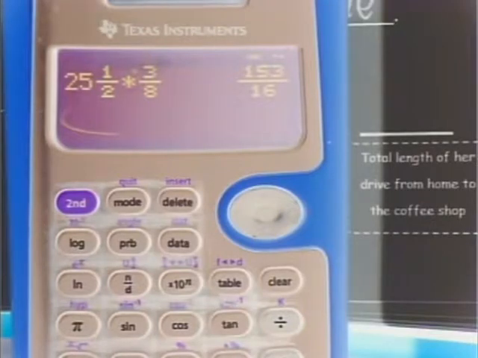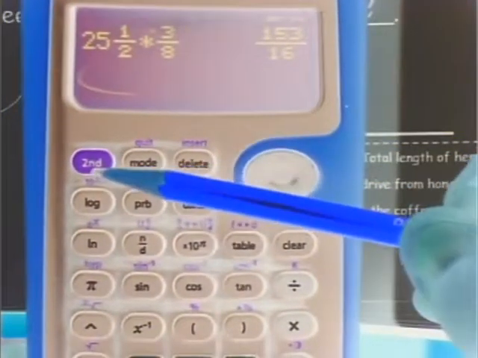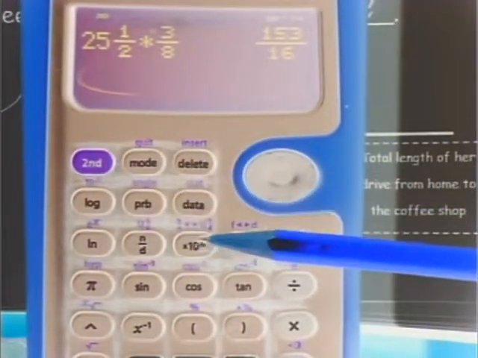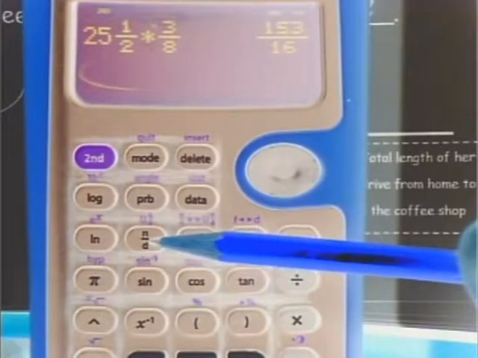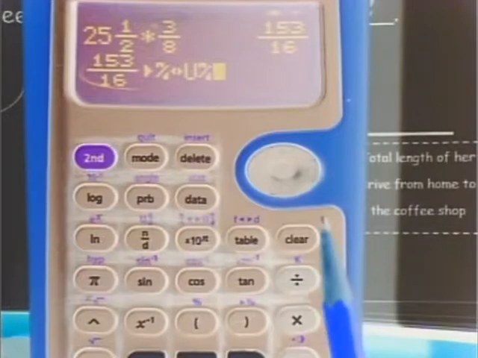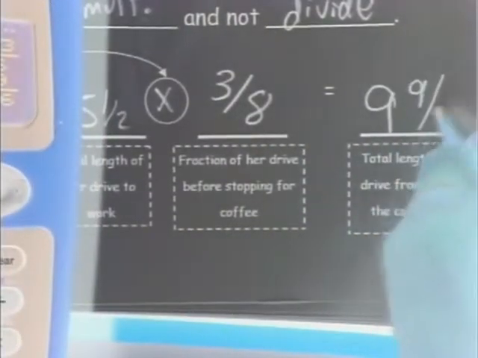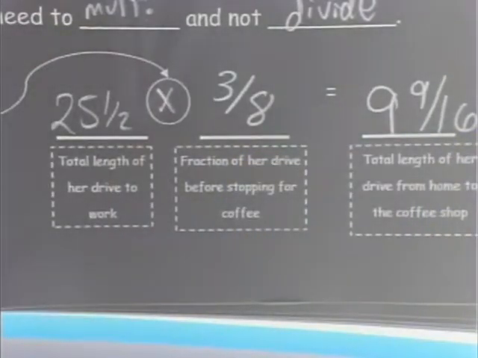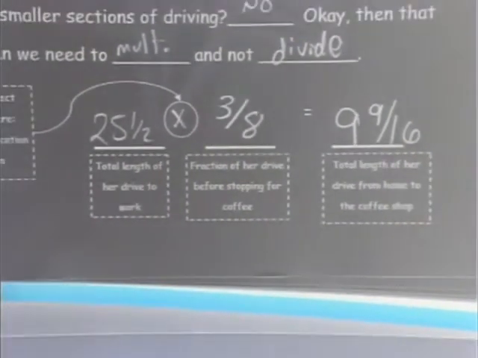Improper. Make sure we know what buttons to push to convert this. Second, and then the N over D button. Oh, no, sorry, it's the one right next to it. Yeah, it's that one with the double arrows in the middle. There we go. 9 and 9/16. Just like that. So after she drives 9 and 9/16, she stops for coffee. She gets her coffee, and then she goes the rest of the way.